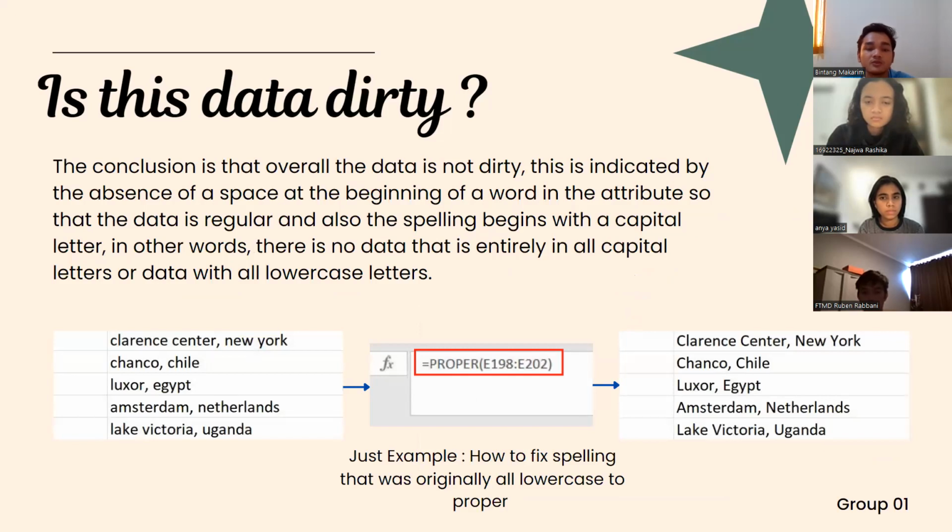The conclusion is that overall, our data is not dirty. This is indicated by the absence of a space at the beginning of a word in the attribute, so the data is regular. Also the spelling begins with capital letters. In other words, there is no data that is in all capital letters or data with all lowercase letters. This is, for example, not our data, but an example of all lowercase letters, and this is the proper data, and the formula is this.